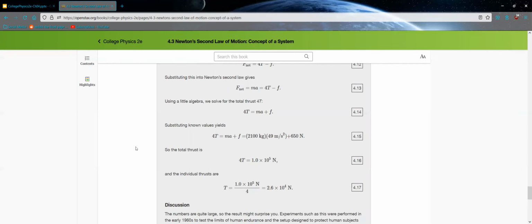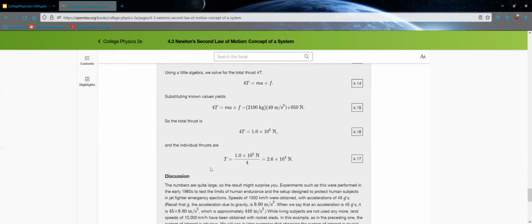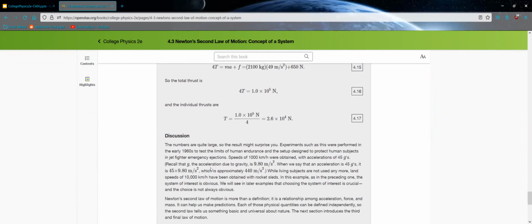Substitute in my values. I find out that the total thrust of this rocket ship is 1 times 10 to the 5th newtons, or a lot of newtons, right? Meaning, if I divide that number by 4, I get the total thrust for each individual rocket as 2.6 times 10 to the 4th newtons.